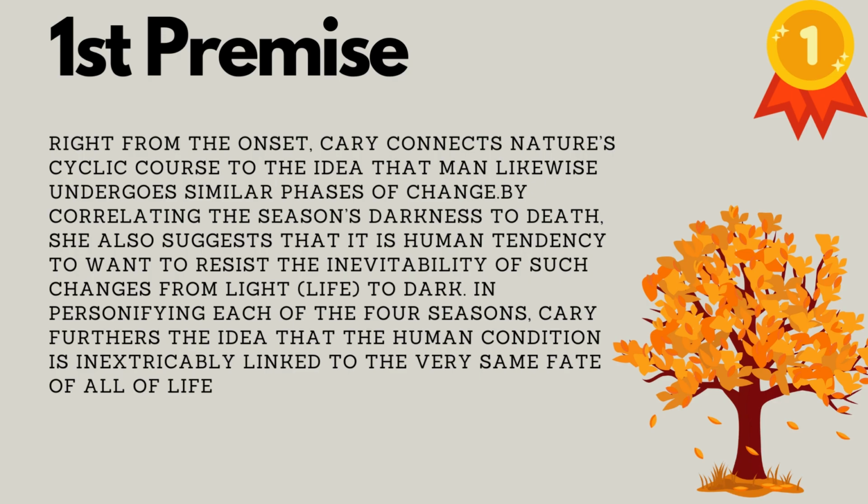"Right from the onset, Cary connects nature's cyclic course to the idea that man likewise undergoes similar phases of change by correlating the season's darkness to death." Perfect, right? So we got our terms, our devices, techniques. You can imply it or you can be explicit. "She also suggests that it is human tendency to want to resist the inevitability of such changes from light, signifying life, to dark. In personifying each of the 4 seasons, Cary furthers the idea that the human condition is inextricably linked to the very same fate of all of life."